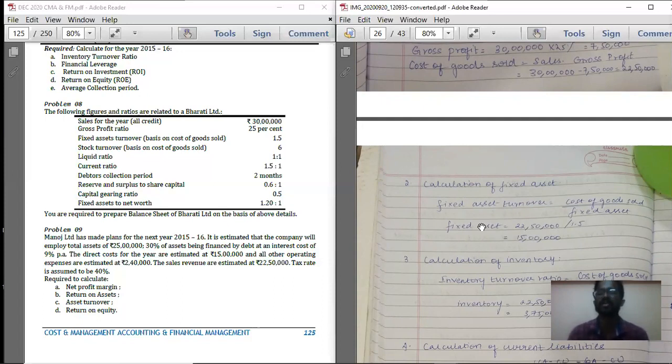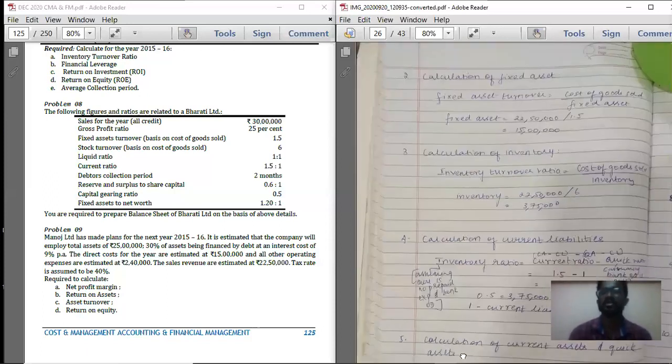Below that, fixed asset turnover is equal to cost of goods sold divided by fixed asset. If fixed asset goes to the left hand side, it becomes numerator. Fixed asset turnover comes to the right hand side, it becomes denominator. So fixed asset is equal to 22,50,000 divided by 1.5, which is equal to 15 lakhs. So fixed asset is equal to 15 lakhs.